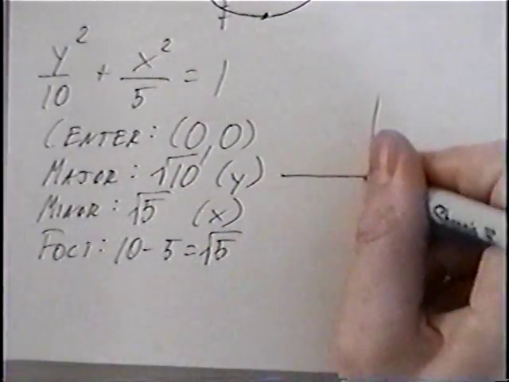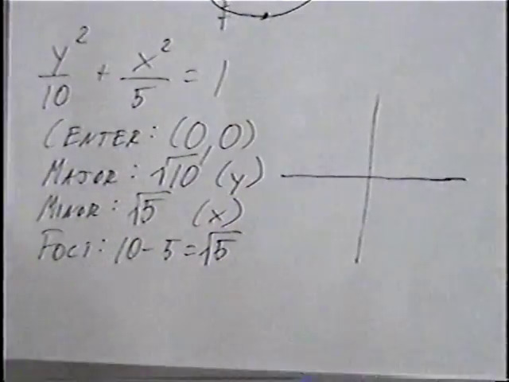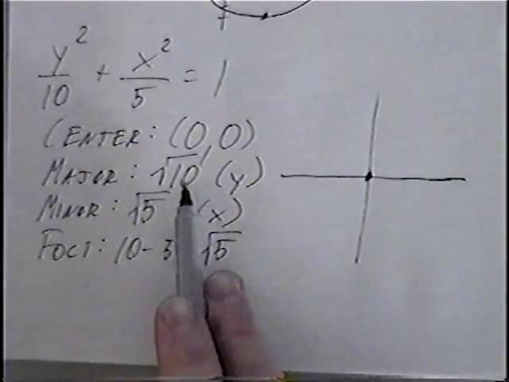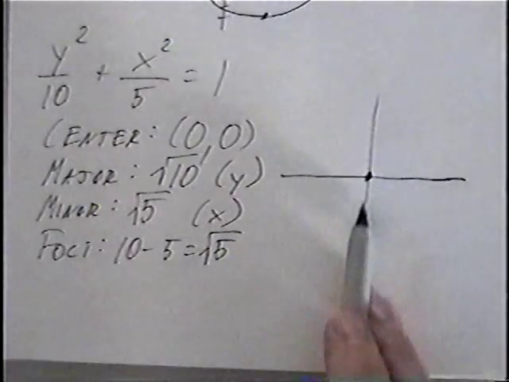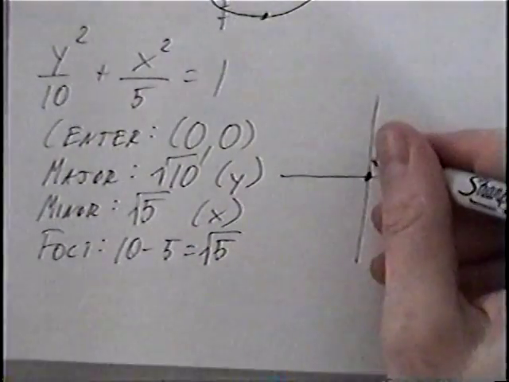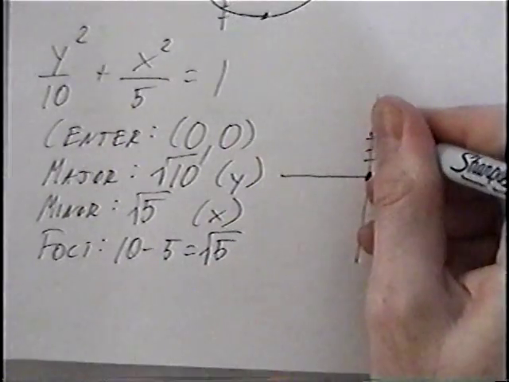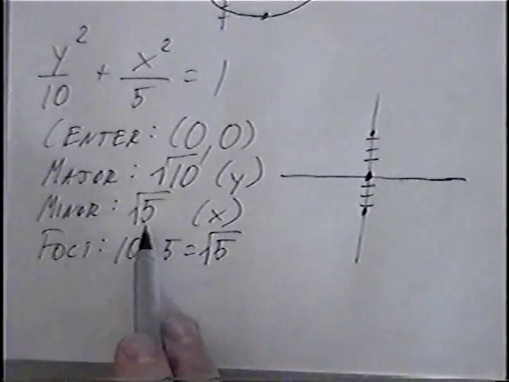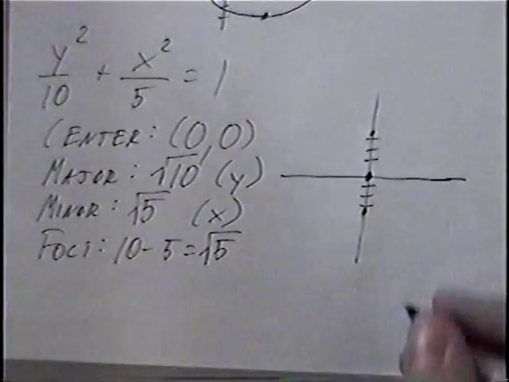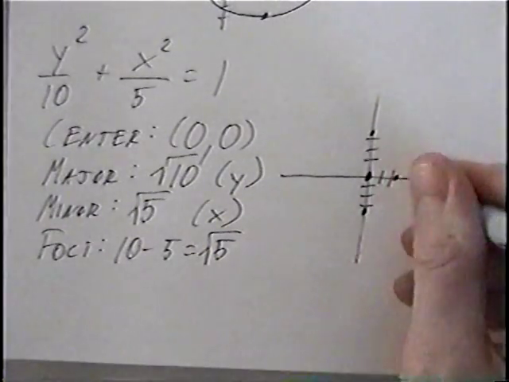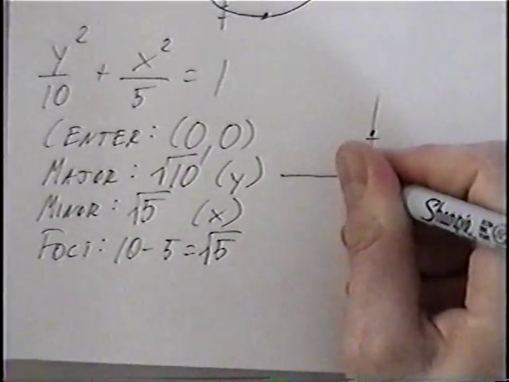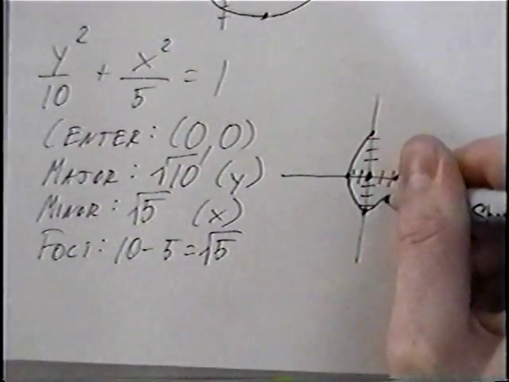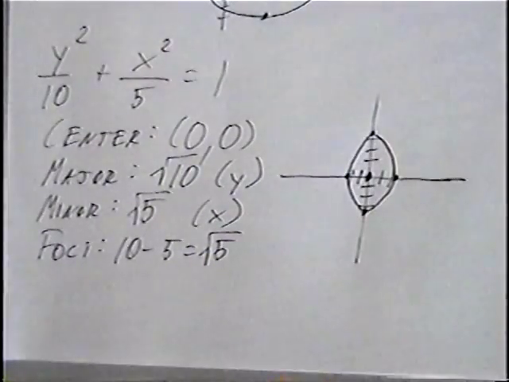To graph this, we can draw the xy axis. The center is 0, 0 in the middle. The major axis in the y direction, which will go vertically, up and down. Square root of 10 is just over 3. So we'll go just past 3 up, and just past negative 3 down. Square root of 5 is just over 2. So we'll go a little over 2 to the right, and a little over 2 to the left. And again, you can connect them to make the oval shape. It's an oval because the distances are different in the x and y direction.